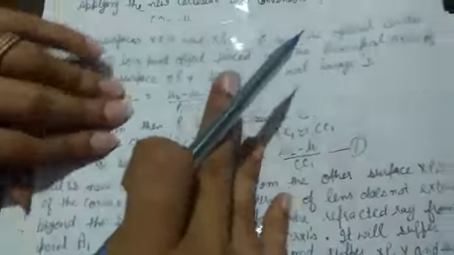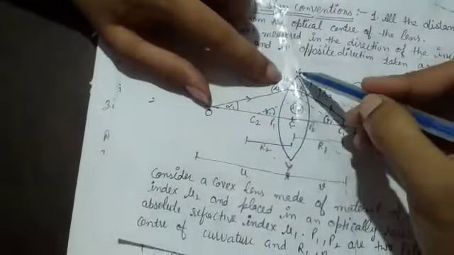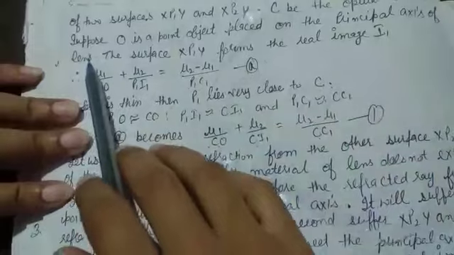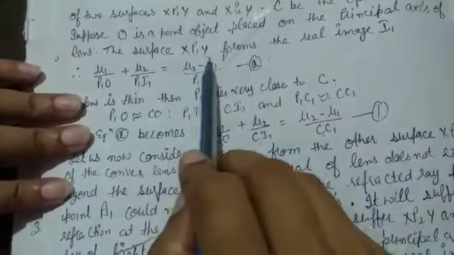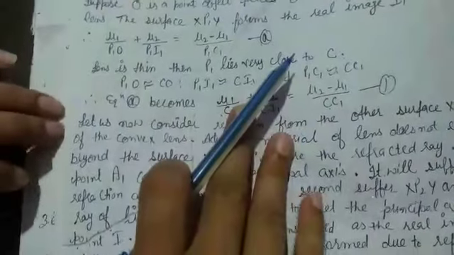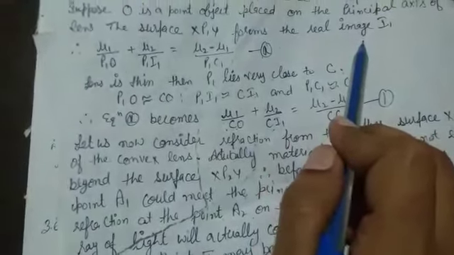There are two surfaces, one is X P1 Y and the second is X P2 Y. Okay, C is the optical center, suppose O is a point object placed on the principal axis of the lens. Okay, the surface X P1 Y forms a real image I1. According to surface X P1 Y, a real image is formed, which is noted by I1.